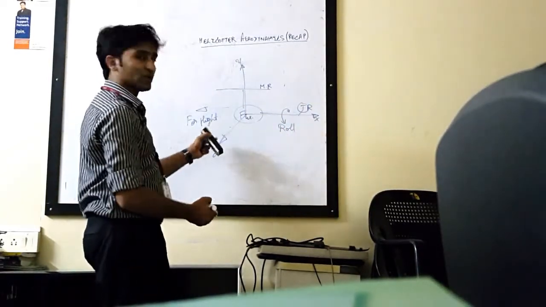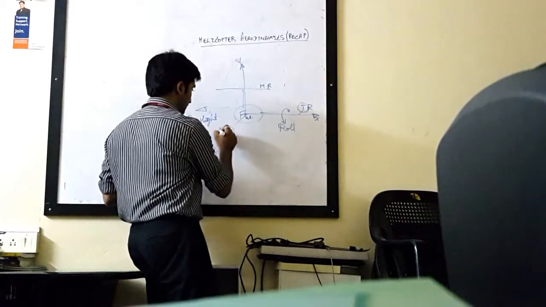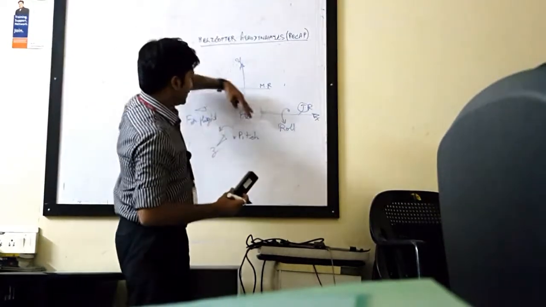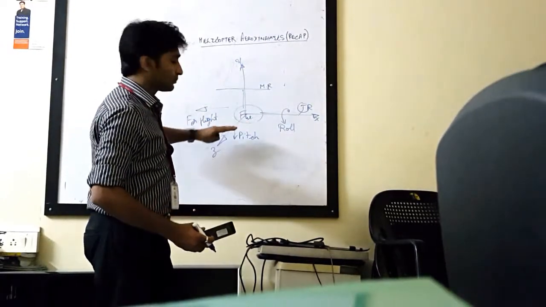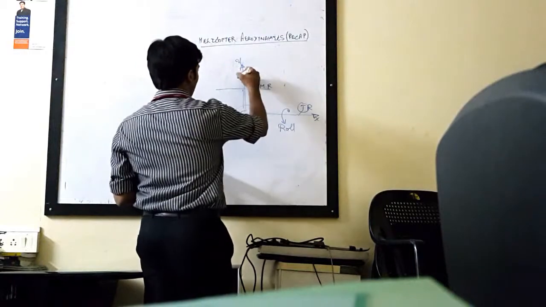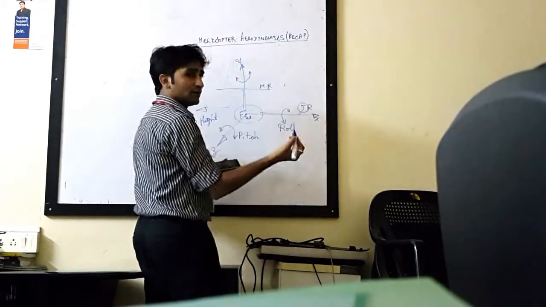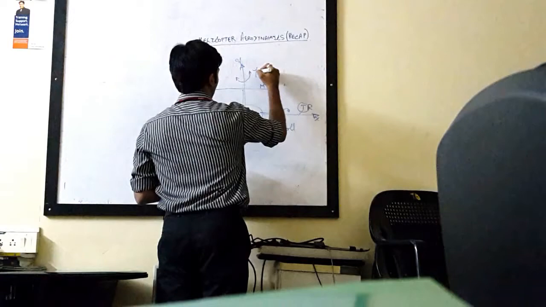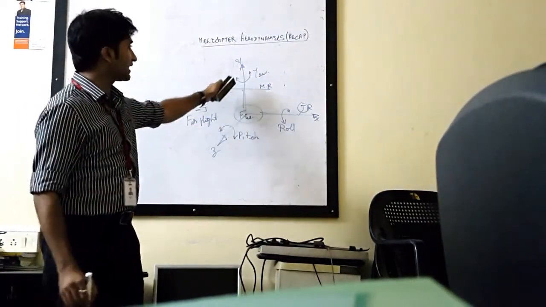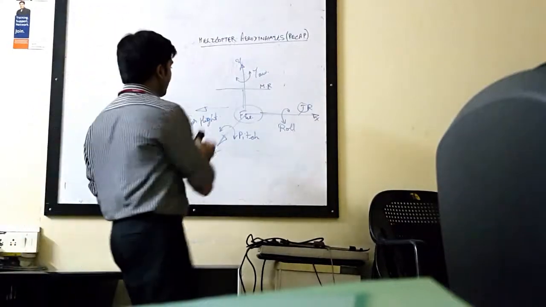Any rotation about z is pitch. A positive pitch is referred to as pitch up, a negative pitch is referred to as pitch down, and a rotation about y is yaw. Alright, so now you have the roll axis, the pitch axis as well as the yaw axis.